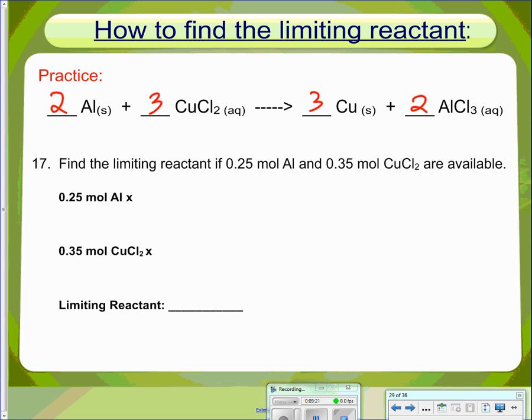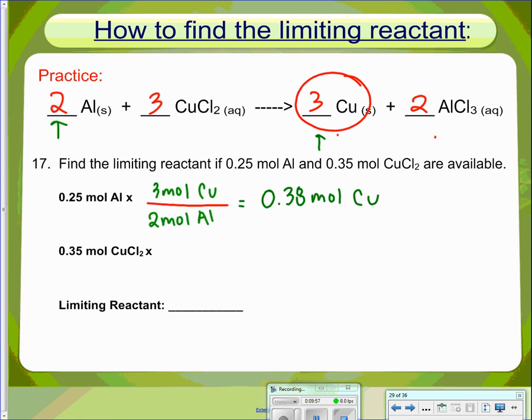So I'm going to choose one. Notice I have 2 different products here. I'm going to choose the one that looks more simple. So I'm going to choose the 3 moles of copper. And I'm going to do a mole-to-mole ratio to get me from moles of aluminum to moles of copper. So what I know is that for every 2 moles of aluminum, I have 3 moles of copper. So when I do the math, the amount of copper that's made is 0.38 moles of copper.